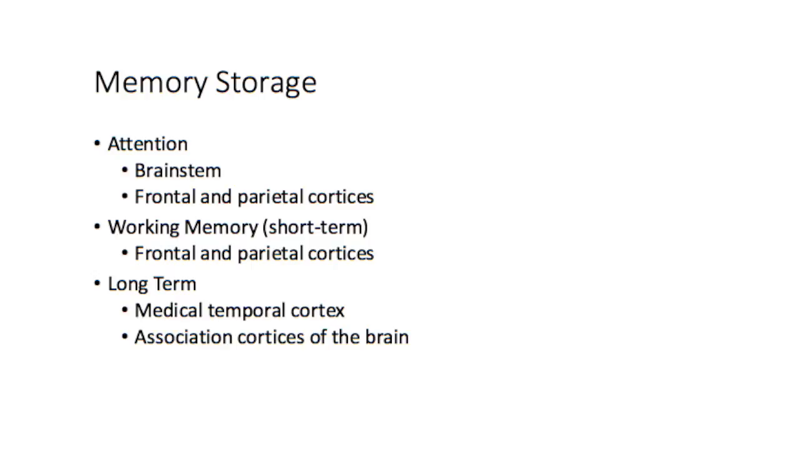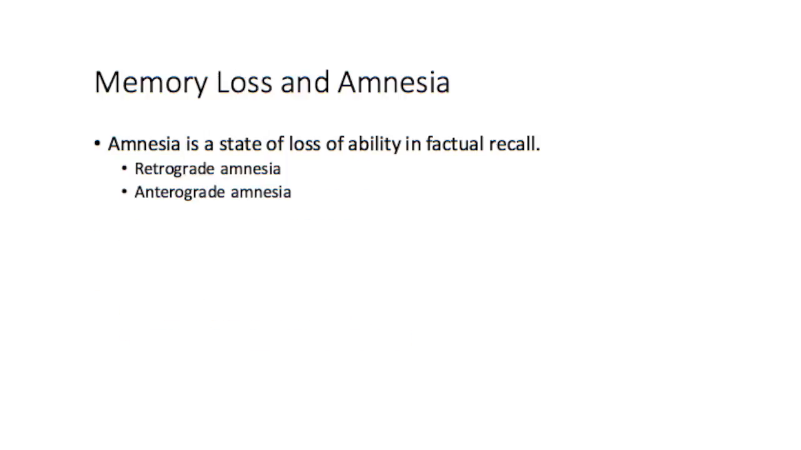And the consolidation of long-term memory from short-term memory involves the medial temporal structures that we've talked about, the hippocampus and the association cortices. The medial temporal structure sort of acts as a bridge to repeat fire and strengthen connections in the association cortices to form memories. Now, amnesia is a state of loss of ability in factual recall.